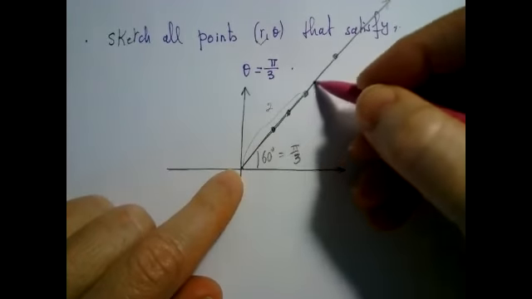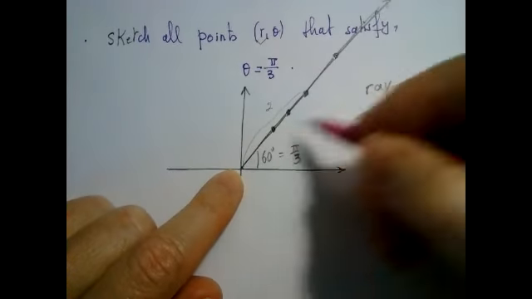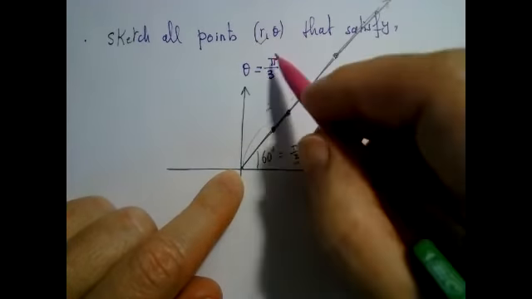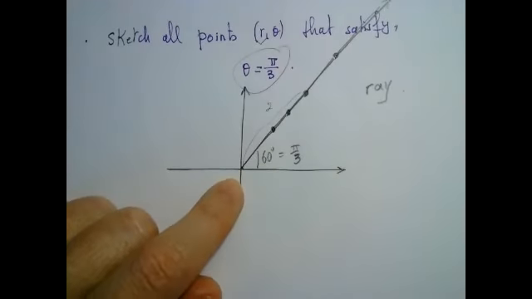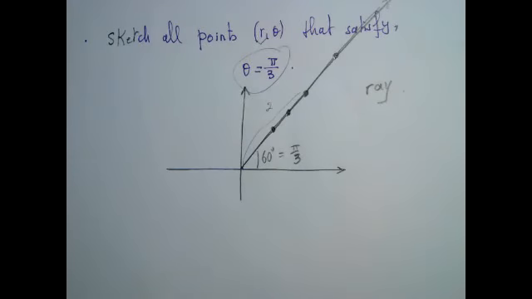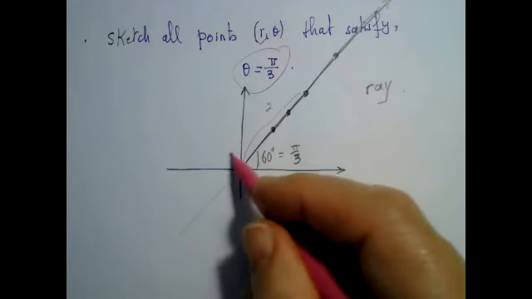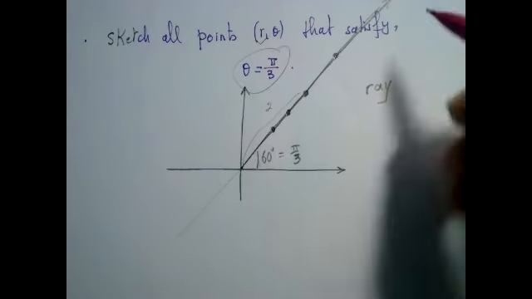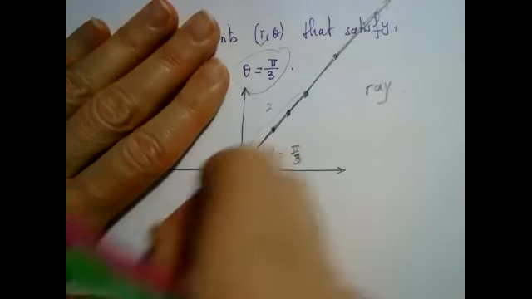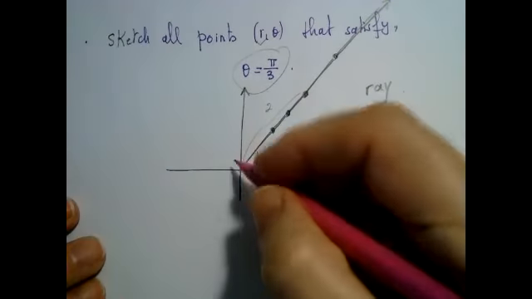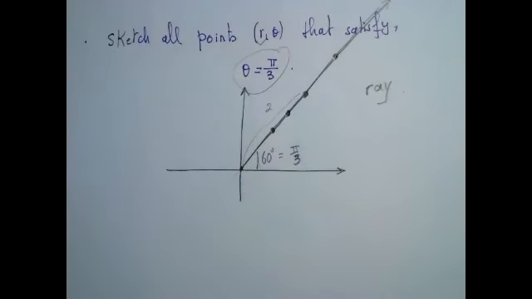If you give me any point here, the condition theta equal pi over 3 is satisfied. So it goes all the way to infinity, it's just a ray. Not the whole line, because the theta is not pi over 3 anymore. That's why I did not say a line. I said a ray because we started from 0 all the way up. So these are the points that satisfy it.